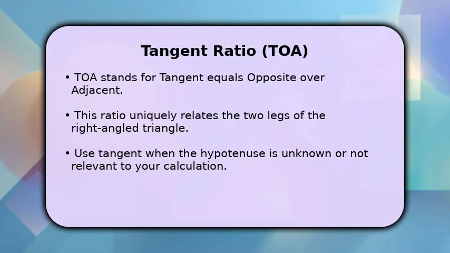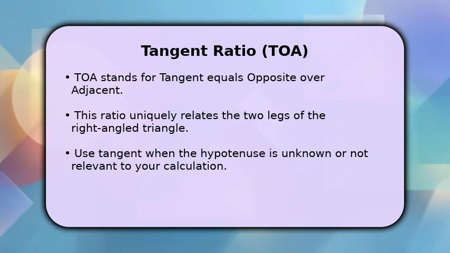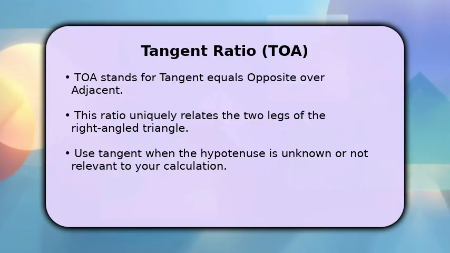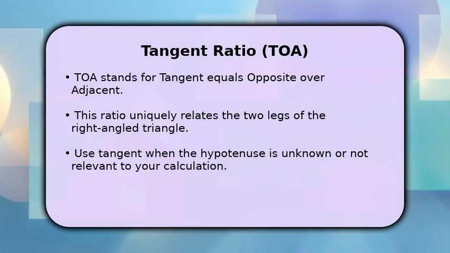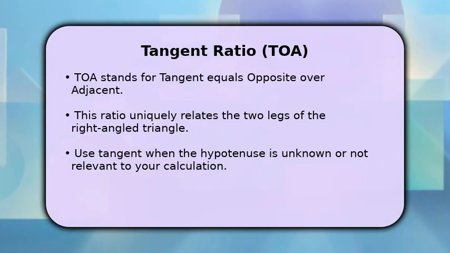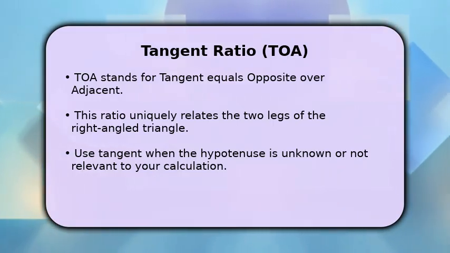Finally, we have TOA, which stands for tangent equals opposite over adjacent. This ratio is distinct because it does not involve the hypotenuse at all. Instead, it focuses solely on the two legs of the right-angled triangle, the side opposite your angle and the side adjacent to it. To find the tangent of an angle, you simply divide the length of the opposite side by the length of the adjacent side. This is particularly helpful when you need to find an angle or a side without knowing the hypotenuse.